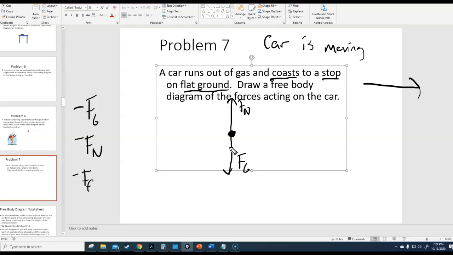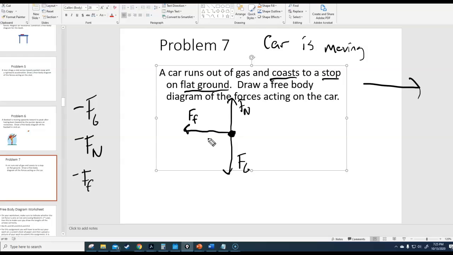Now, if the car is moving to the right, which way is friction going to act? Okay, friction always opposes motion. So if the car is moving to the right, friction is going to act to the left to make the car slow down. Okay, so if you're looking just at the FBD and nothing else, it would look like maybe the car is moving to the left, but it's not. Remember, an FBD does not tell you which way an object is moving. Okay, all it does is show you which forces are acting on an object and in what direction.